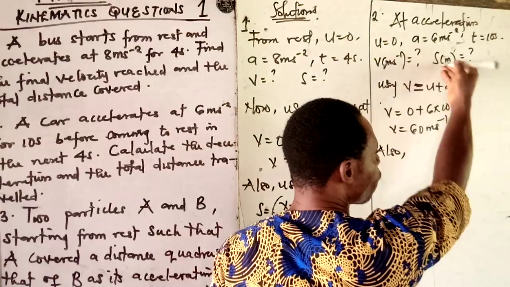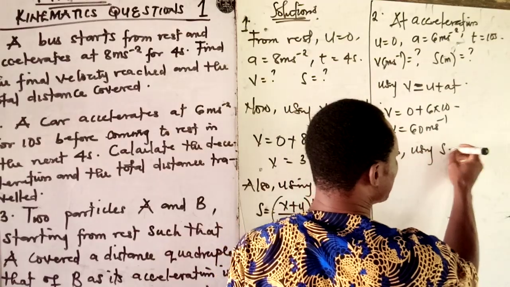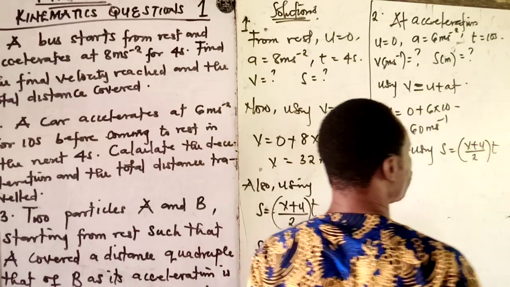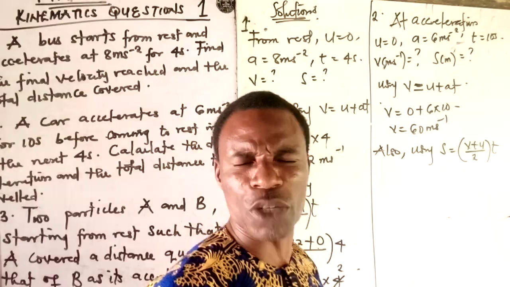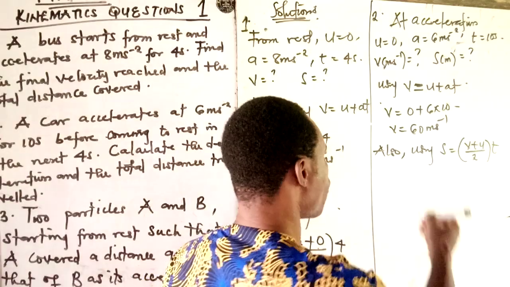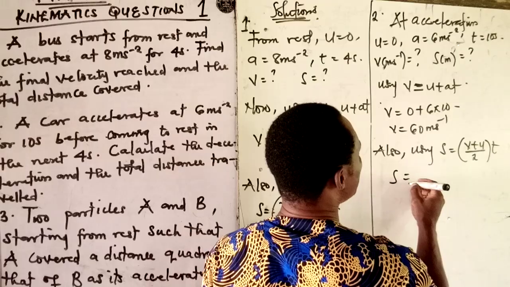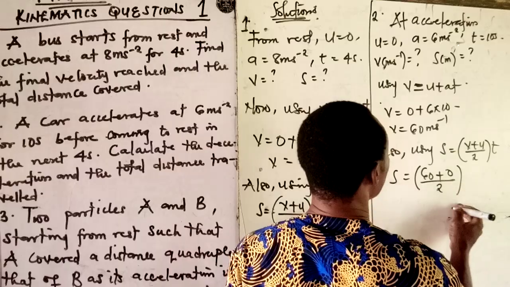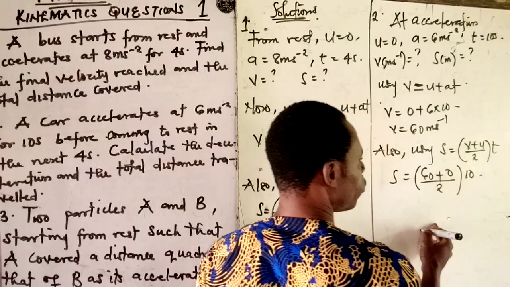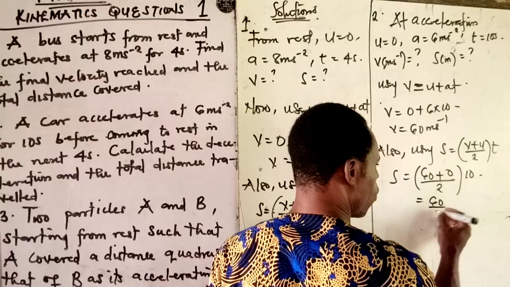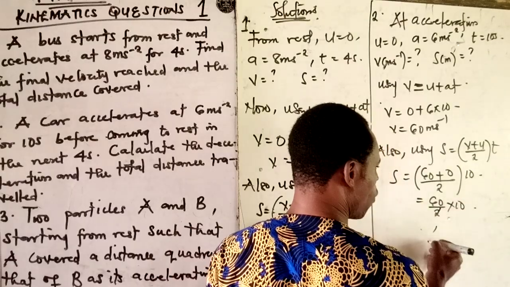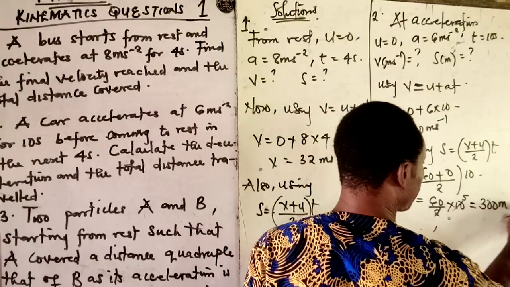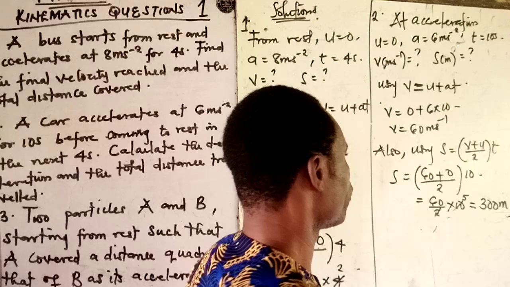Also, now for S, using S is equal to (V plus U) over 2 into T. Simple equation of displacement. Now, come to your S. V is 60 plus 0, over 2, into T. Your T is 10. This is 60 over 2 times 10. 2 here 1, 2 here 5. 60 times 5 is 300 meters. 300 meters.